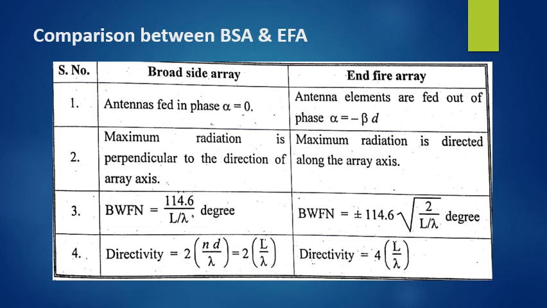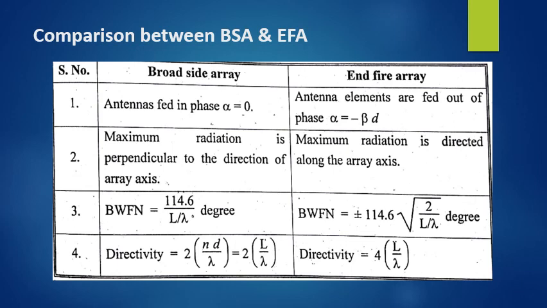Now when we compare the broadside and end-fire arrays, in the broadside array, antennas are fed in phase, so α is equal to 0. Here in the end-fire array, all the antenna elements are fed out of phase, so α is equal to −βd. In the broadside array, the maximum radiation is perpendicular to the direction of the array axis, whereas in the end-fire array, the maximum radiation is directed along the array axis.